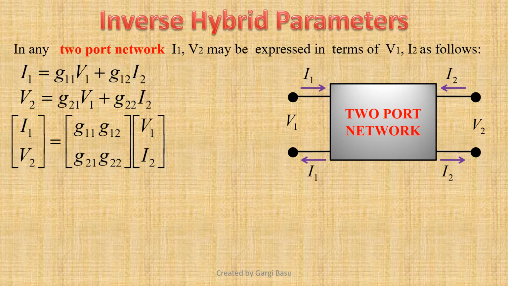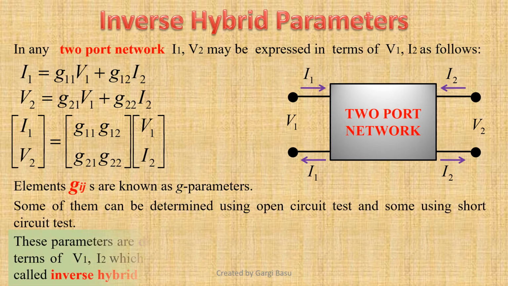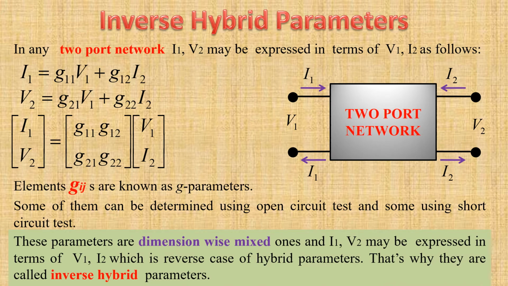Here the elements G11, G12, G21, G22 are known as inverse hybrid parameters, or simply called G parameters. Some of them are measured by open circuit test and some of them are determined by short circuit test. They have mixed type dimensions. In this case, we express I1 and V2 in terms of V1 and I2. That is the reverse case of hybrid parameters, and that is why they are known as inverse hybrid parameters.